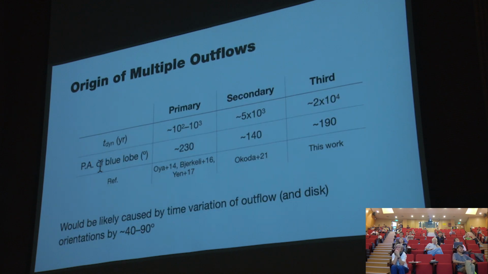So here's a comparison of dynamical time scales to figure out what we are actually looking at in this observation. Previous work suggests this kind of dynamical time scale for the primary and secondary outflow, and we also calculated the dynamical time scale for the third outflow based on the length and the maximum velocity. Especially between the primary and third outflow, the dynamical time scale differs by an order of magnitude. So we are likely looking at time variation of the molecular outflow direction.